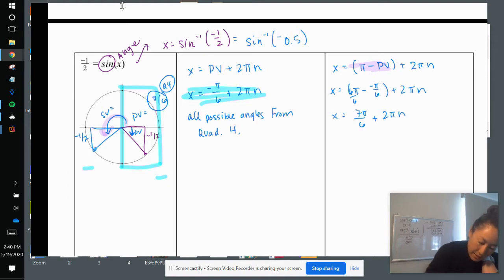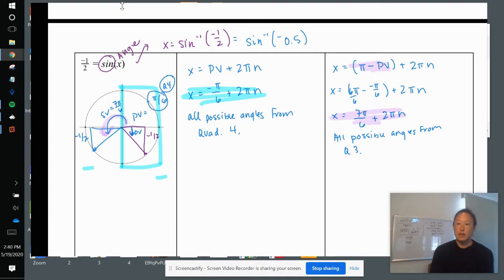So you can see right here, the secondary value is 7 pi over 6, which makes sense. It's in the third quadrant. We're good to go. The 2 pi n, remember, has to do with all of our coterminal angles. So this is all possible angles from quadrant 3.